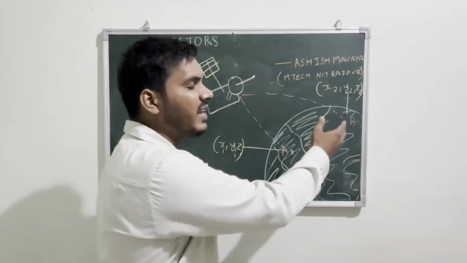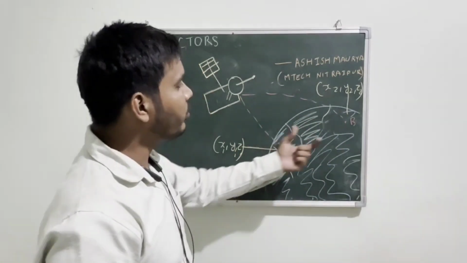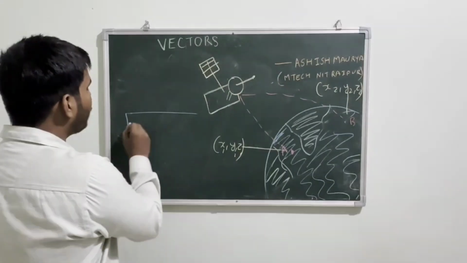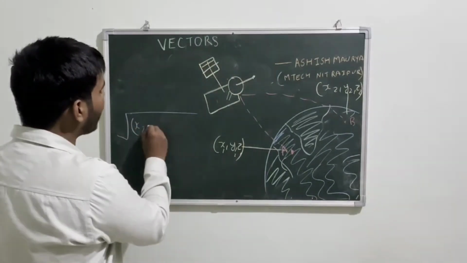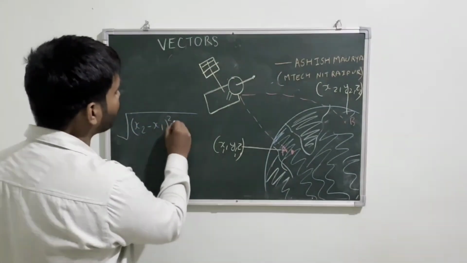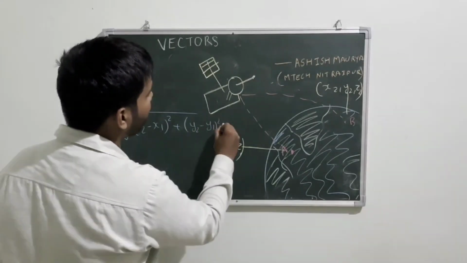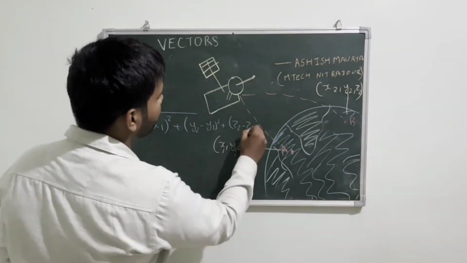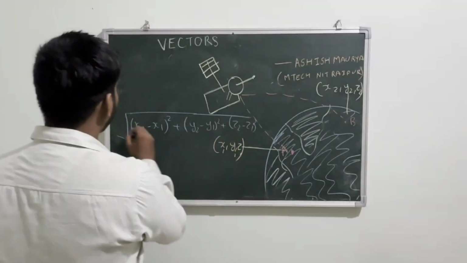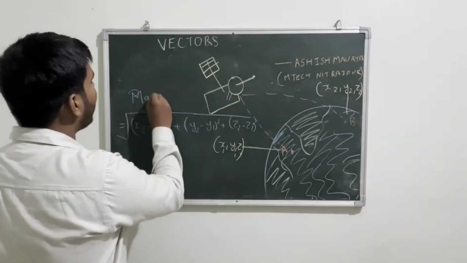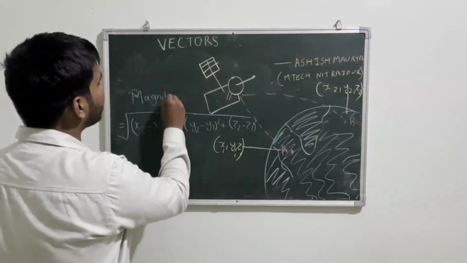So how can the direction and magnitude of these two positions be determined? Generally we know the magnitude can be represented by the Cartesian coordinates: x2 minus x1 whole square plus y2 minus y1 whole square plus z2 minus z1 whole square, all under root. This is used to determine the magnitude of position vector AB.